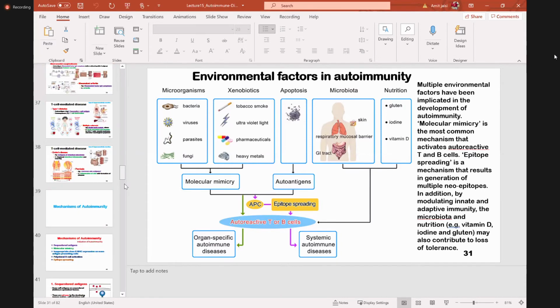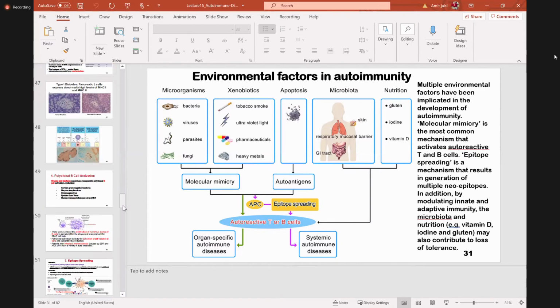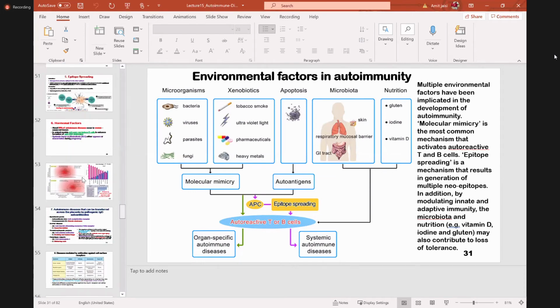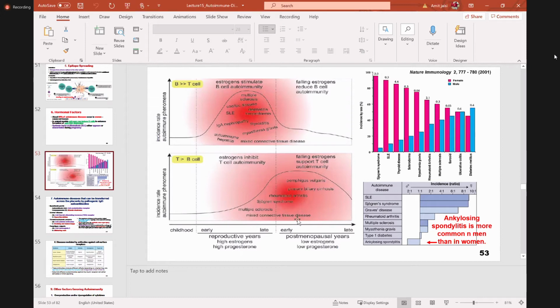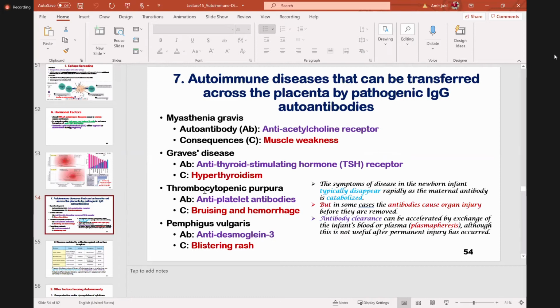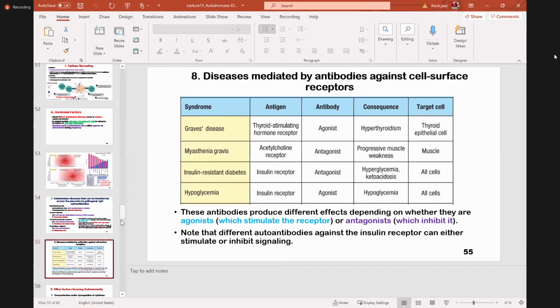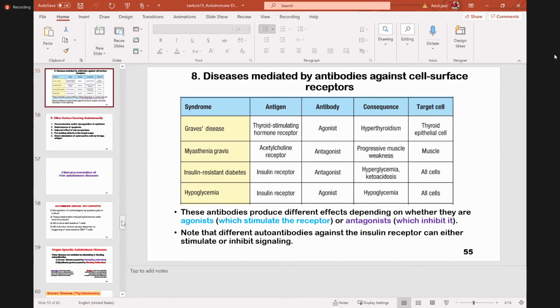In terms of hormones, they also cause different diseases. Although autoimmune disease is dominant in the female, when we look at the male, the dominant one is spondylitis, which is a disease of the spine, for example. And there are IgG and autoantibodies from placental transfer, and receptor-mediated diseases as well.